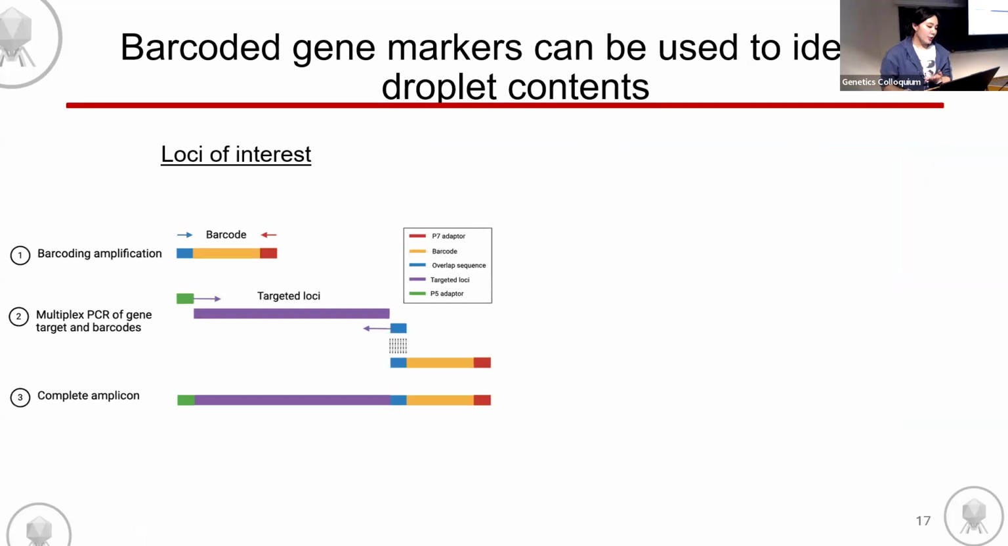And then what we're actually going to do is each of the droplets will contain a unique barcode that has a P7 adapter. And then what you can do is actually stitch these barcodes together with whatever targeted loci of interest and be able to sequence them at the end after multiplex PCR.